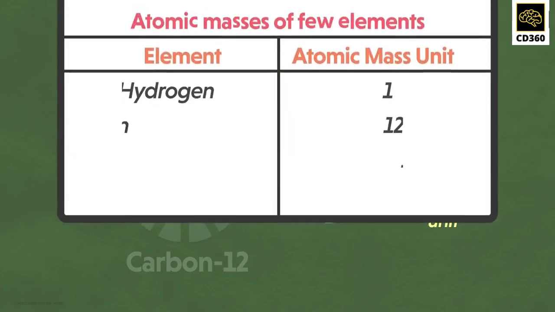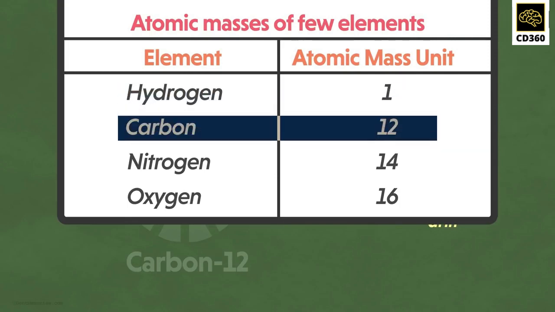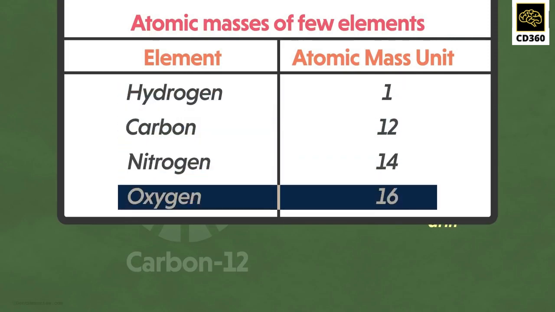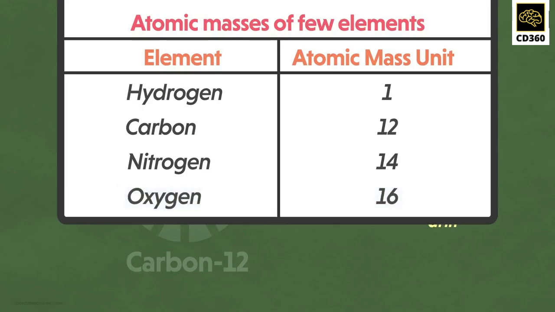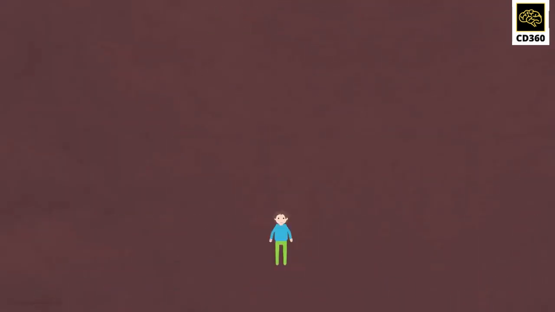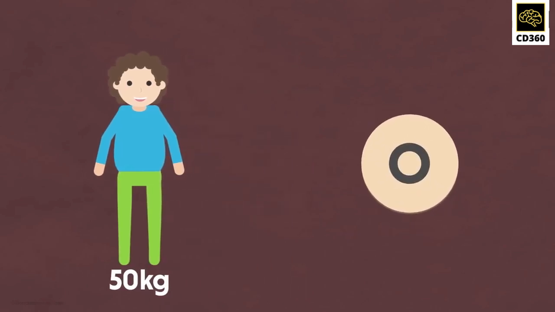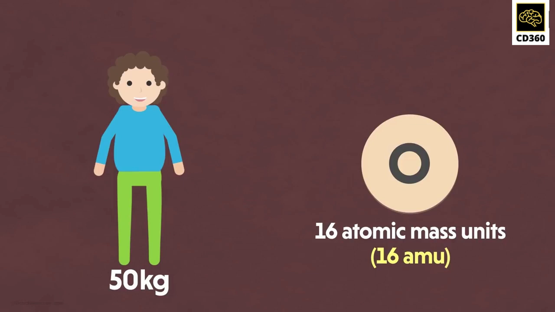Some examples of this would include the atomic mass of hydrogen being 1, carbon being 12, nitrogen being 14, oxygen being 16, and so on. How do we understand this in a simple way? Let me ask you a question. How do you measure the mass of a person? Using kilograms, right? We say that this person's mass is 50 kilograms. Similarly, we say that the atomic mass of oxygen is 16 atomic mass units or 16 AMU. This is how we measure the atomic mass of any atom. The units used are atomic mass units.